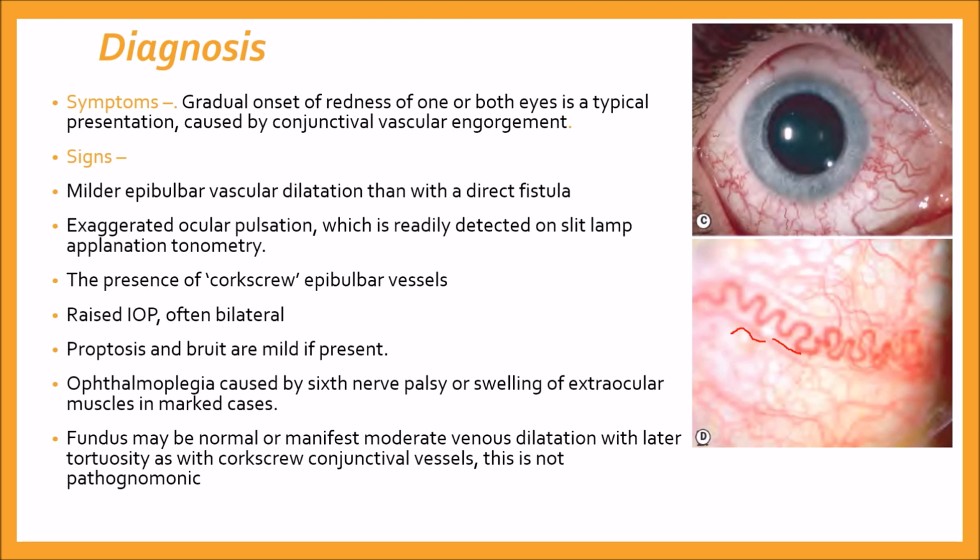Raised intraocular pressure is often bilateral but higher on the side of the fistula. Proptosis and bruit are mild if present. Ophthalmoplegia caused by sixth nerve palsy or swelling of extraocular muscle occurs in marked cases. Fundus may be normal or manifest moderate venous dilatation with later tortuosity, as with the corkscrew conjunctival vessels. This is not pathognomonic, of course.